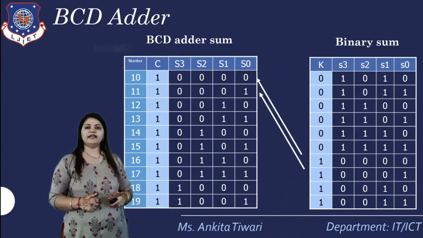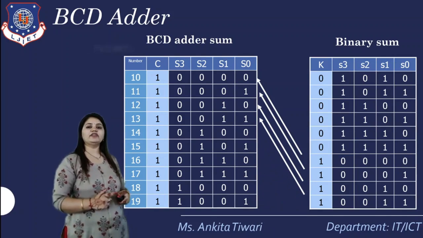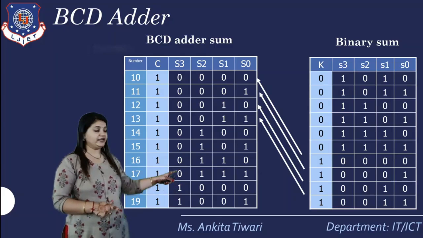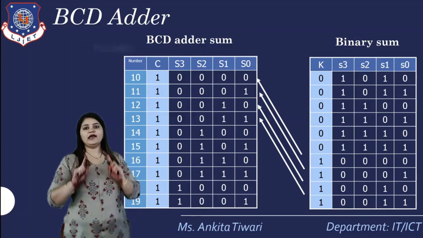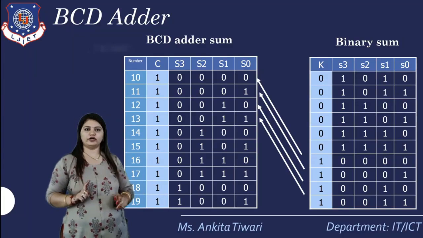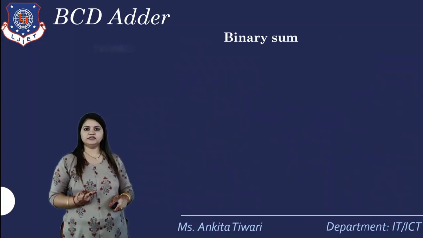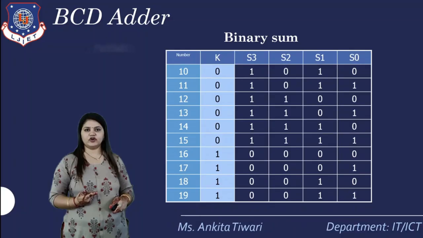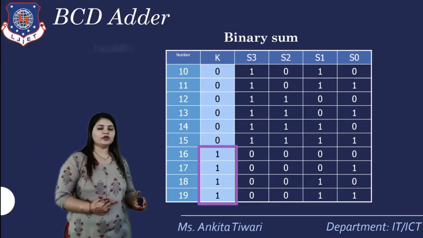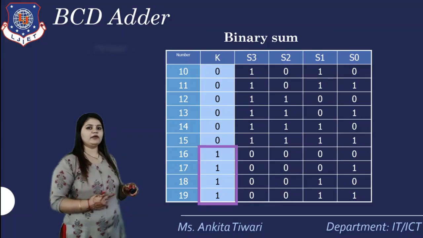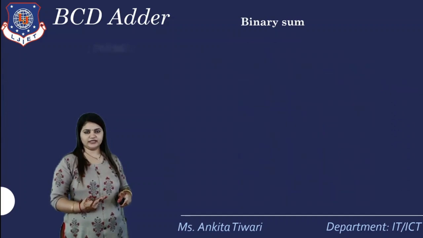So you can see 10, 11, 12, 13. If I'm taking that number with consideration of the ones, we know that if K is equal to 1, that means C will be 1. Automatically, directly we got it. So here, if K is 1, that means 6 should be added. This is the first thing we got. Now the next thing: if I am taking the same values, 10 to 19, in the binary sum, 1 is already done, so it's C equal to K plus, and we get the rest from the sum itself.